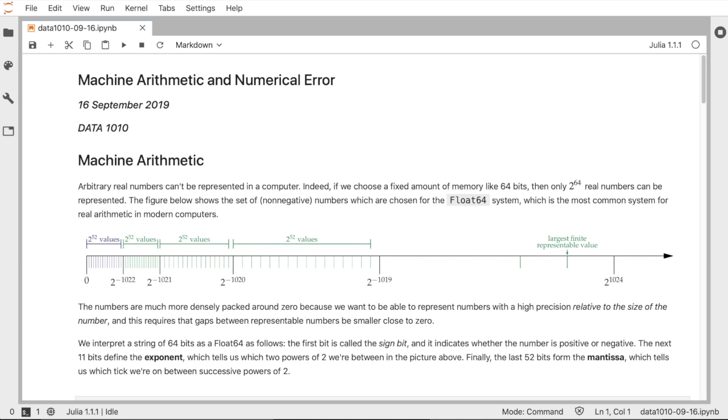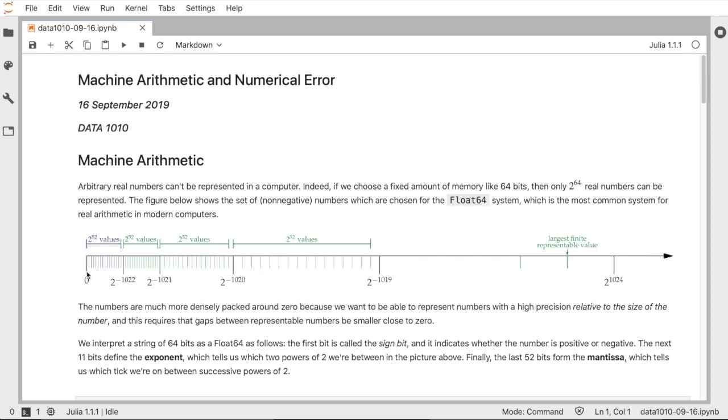The first number system we'll talk about is the 64-bit floating point system. The way this number system works is that for every interval between consecutive powers of 2, starting from 2 to the minus 1022 up to 2 to the minus 1021, all the way up to 2 to the 1023 up to 2 to the 1024, we split each interval into 2 to the 52 equal width intervals, and we put a tick mark at each of those positions. And those are the numbers that we're going to represent.